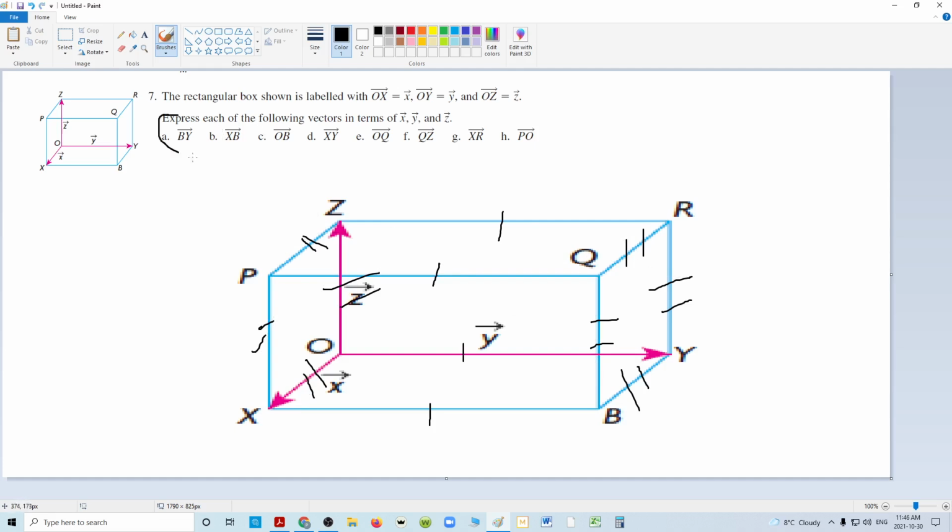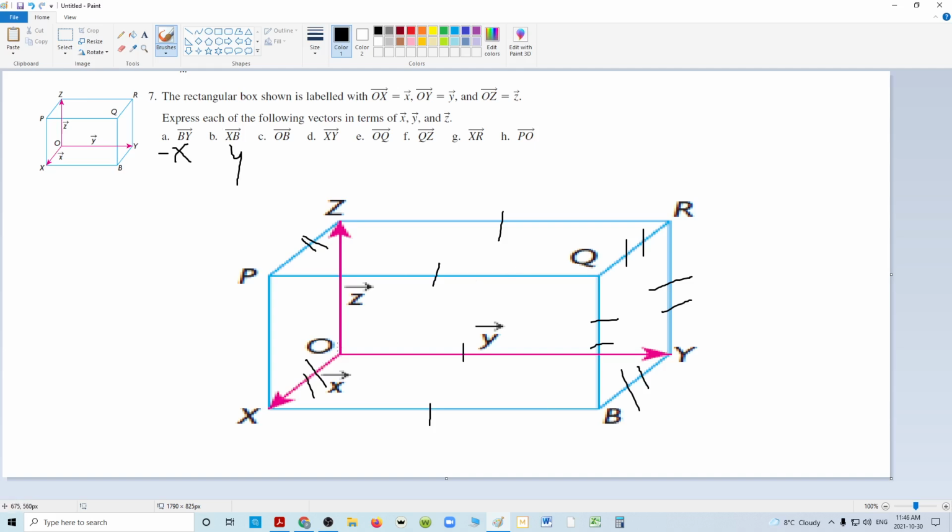Now, BY is the distance from here to here. And I know it's the same over here as x, but x is going this way, and BY is going the other way. So it's not the same as x, it's the same as minus x, because it's going the other way. So the answer here is minus x. XB, so this is minus x. XB is going from here to here, which is the exact same as y on the other side. So XB is the same as positive y.